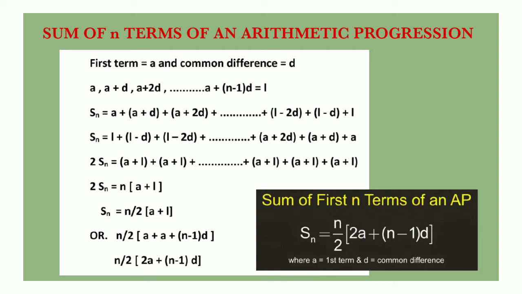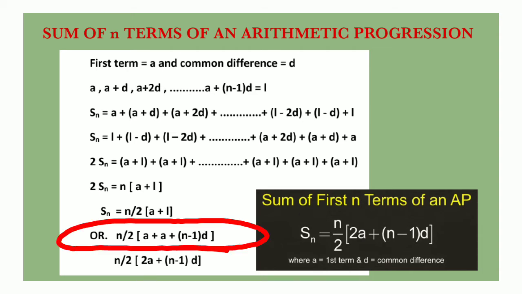So that means n times of a plus l. Etc. means n times of a plus l. We have no idea how many terms of a plus l here, so we write n times a plus l. So Sn can be written as n by 2 into a plus l. Okay, so this can be again written as n by 2 into a plus l, where we know l is a plus n minus 1 into d.